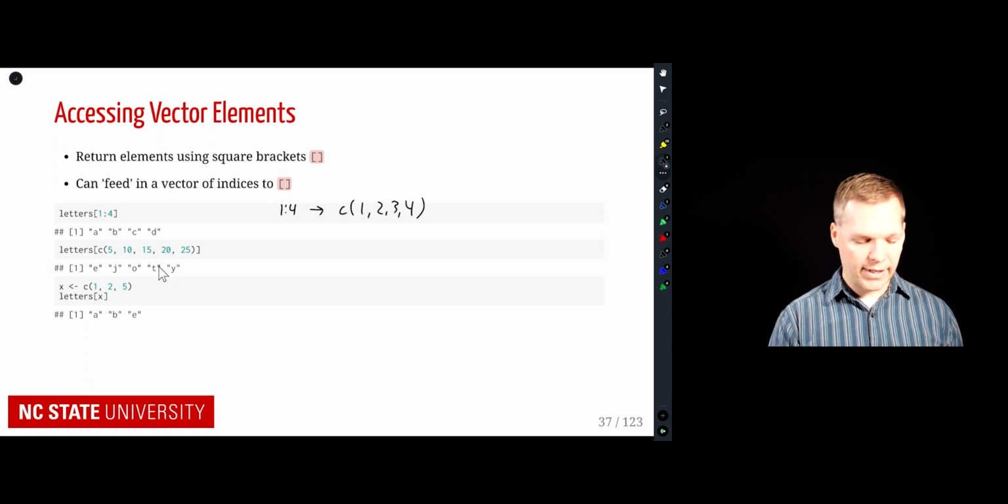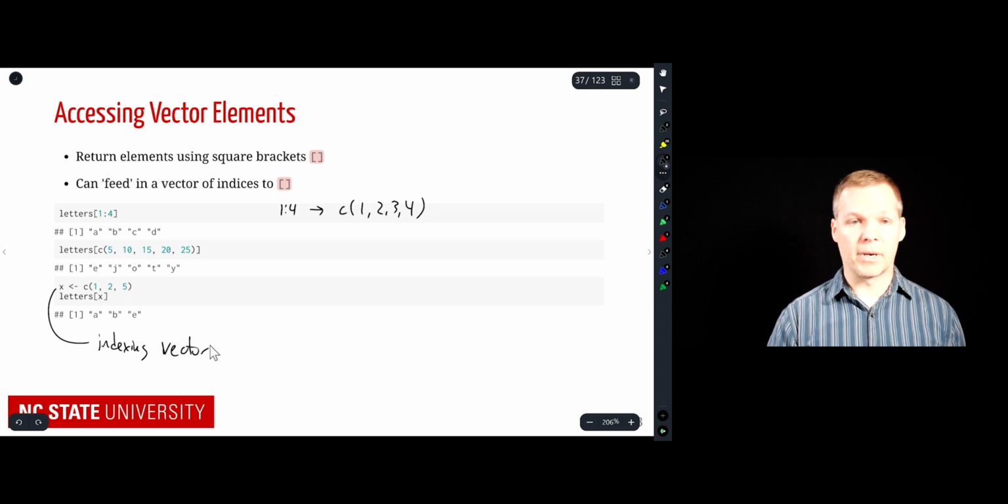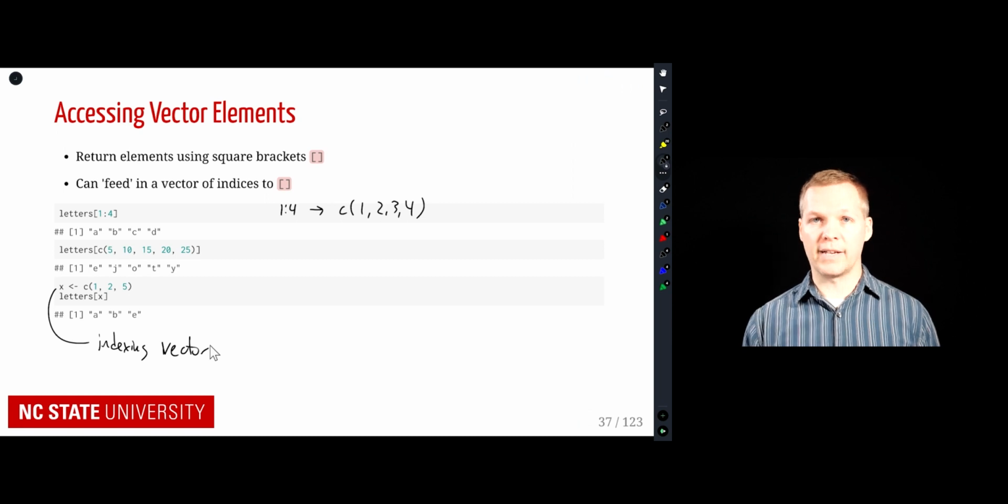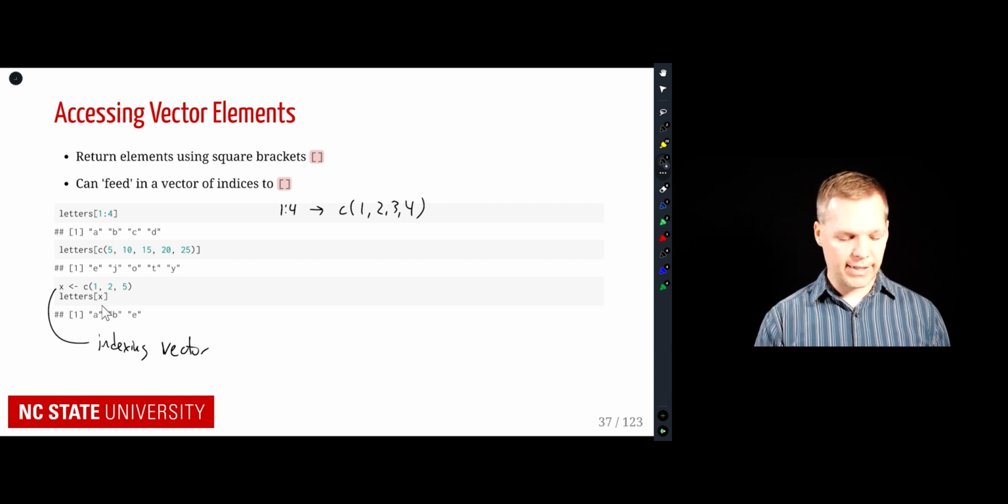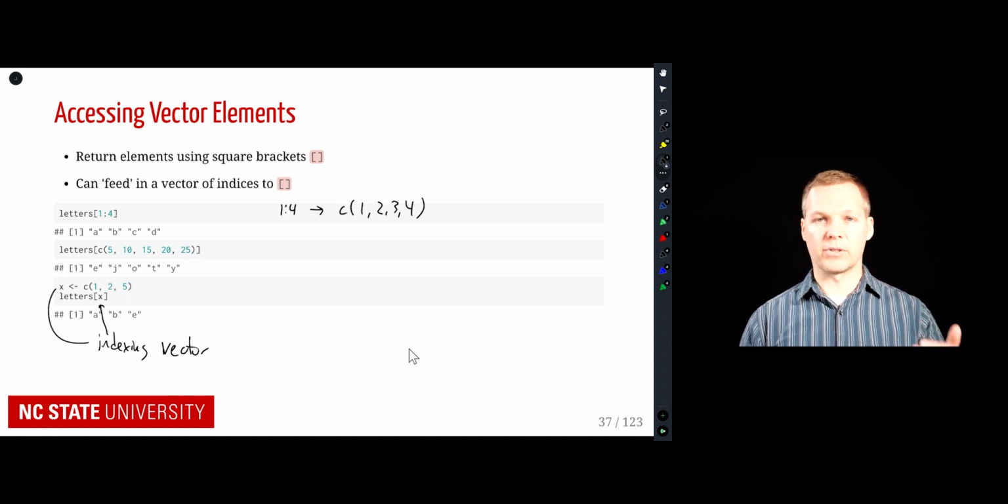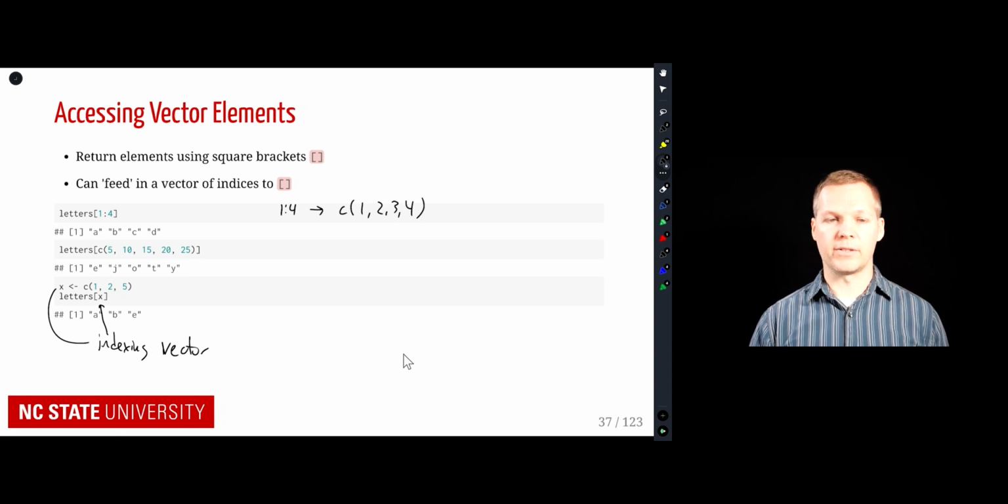Not only that, but I can create an indexing vector, which is what we would call this thing. So I'm going to actually create an R object called x that has the vector 1, 2, and 5 in it. And then I'm just going to feed that indexing vector directly into the square brackets. And when I do that, I get returned the elements corresponding to that indexing vector. So a very common way to index your elements.